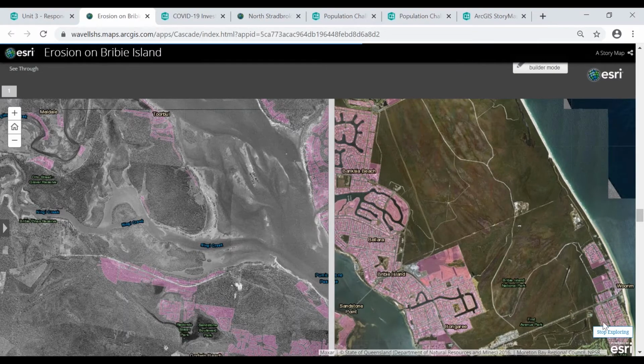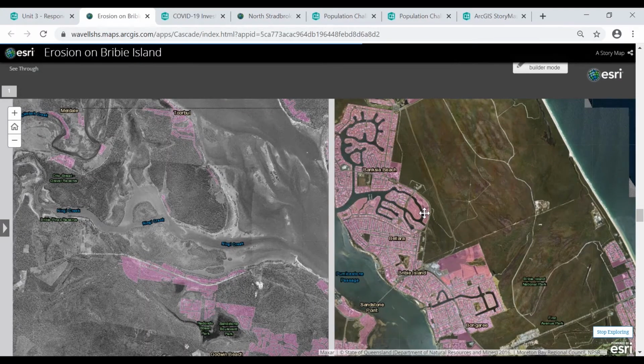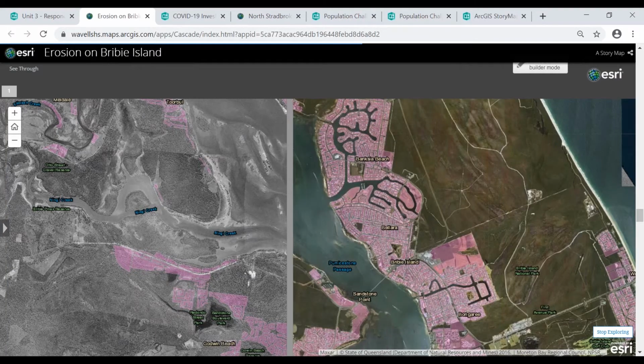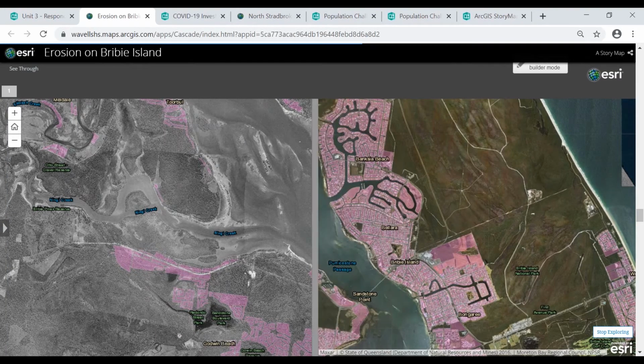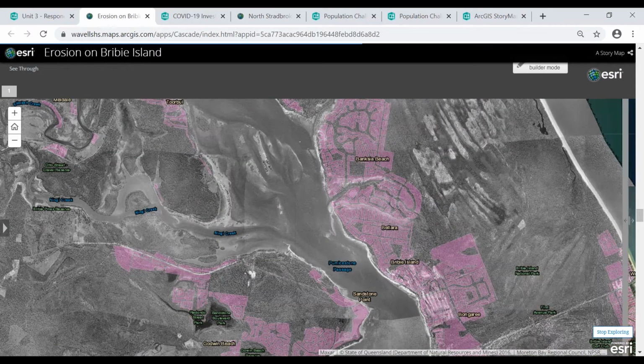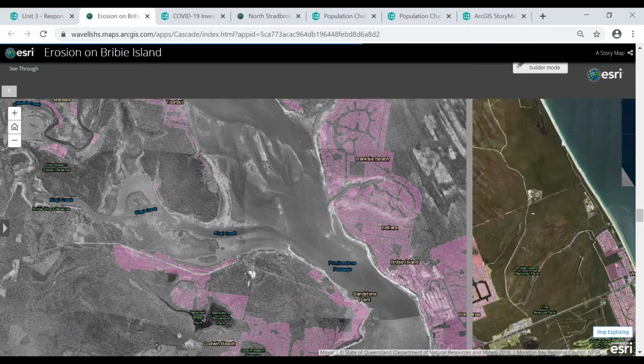He's created a swipe map. This one has a 1950 aerial image underneath, and you can see he's included the land use, which is residential, if we were to click on that, and you can see the change over time, 1957 through to 2018, I believe it was.